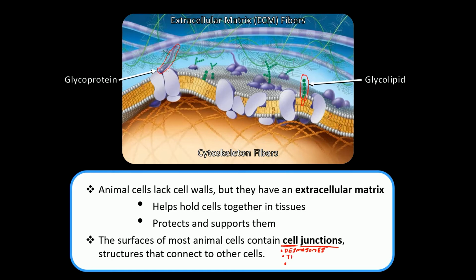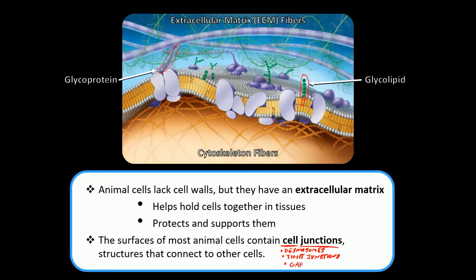If you had some muscle cells that you were trying to fasten together, you would want some good desmosomes in order to secure that connection so that they can't be pulled apart. You also have what are called tight junctions, and this is really good when you want to waterproof something, so think watertight in that case.